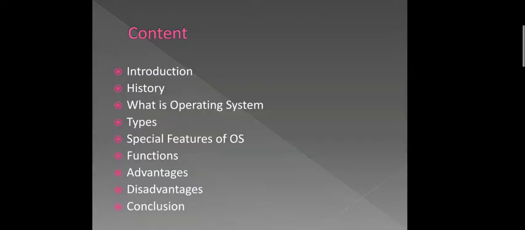So these are the contents through which we are going in this video lecture: introduction, history, and what is an operating system. History will include how the operating system was made, in which era, and which year it started, and the continuous changes in the operating system will be discussed in this topic. Then the types of operating system, special features, functions, and advantages and disadvantages of the operating system.